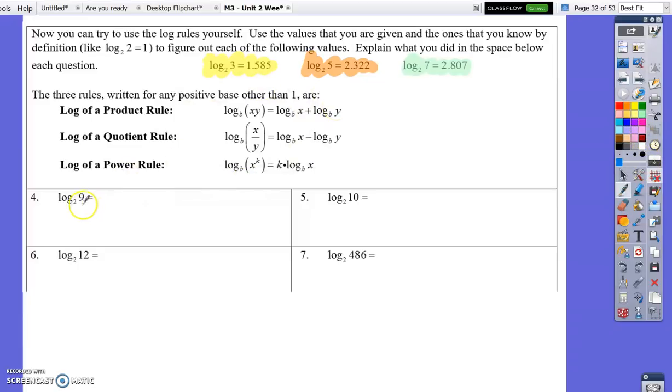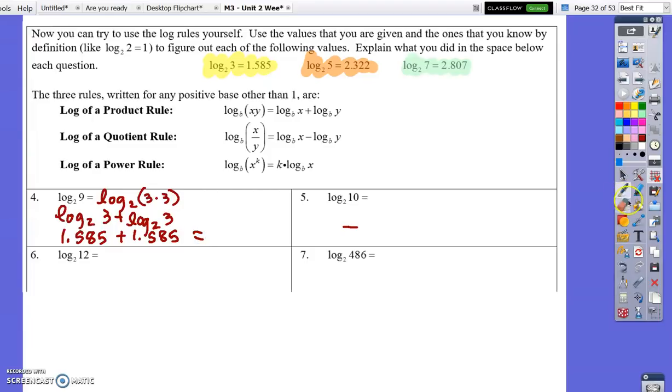Okay, so the log base 2 of 9 can be rewritten as log base 2 of 3 times 3. Then using our product rule, log base 2 of 3 plus log base 2 of 3. So since I have this, I can then rewrite each of these as 1.585 plus 1.585, which is going to be, use a calculator. I'm not going to grab a calculator right now, but you'd use a calculator and add that together.